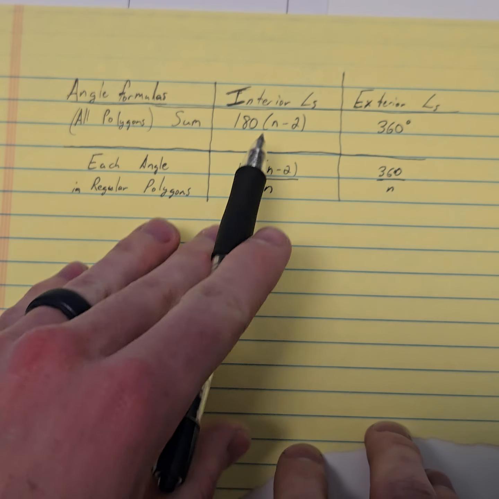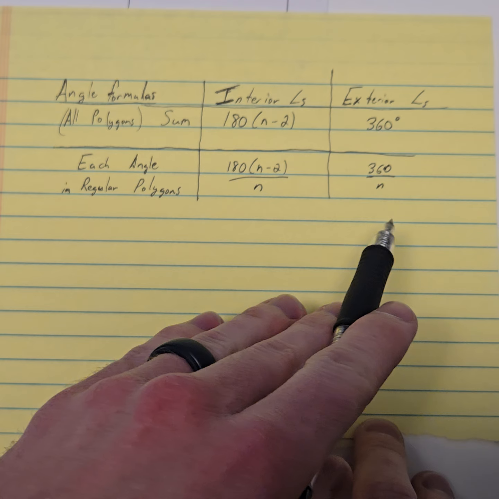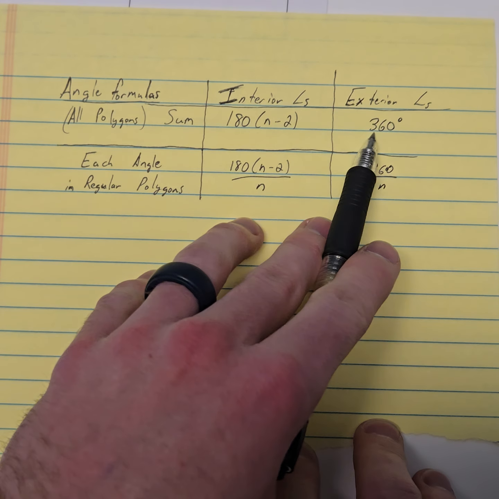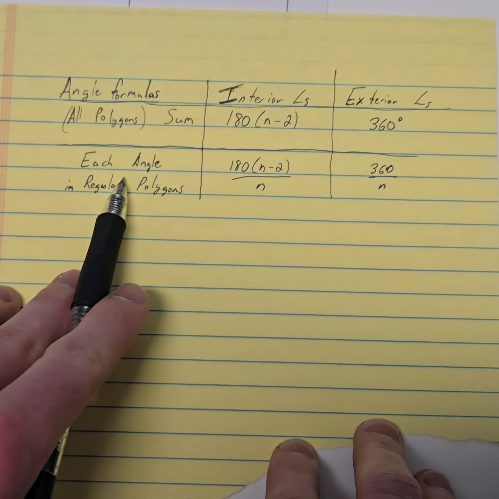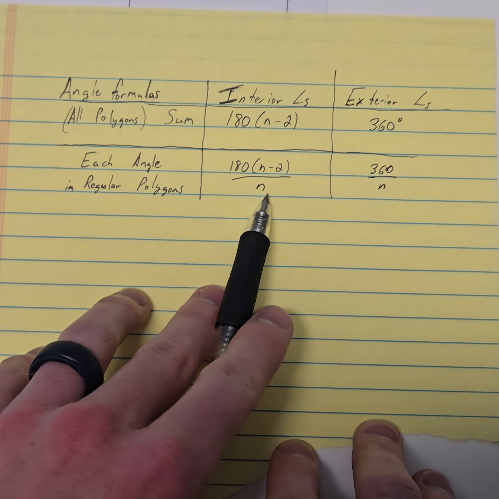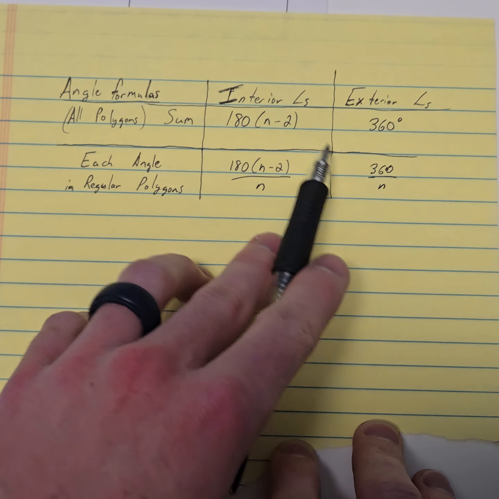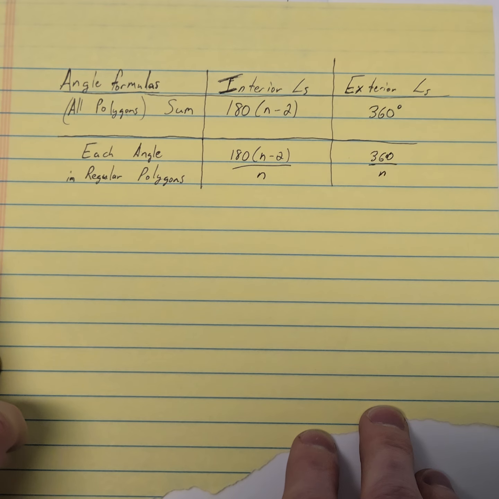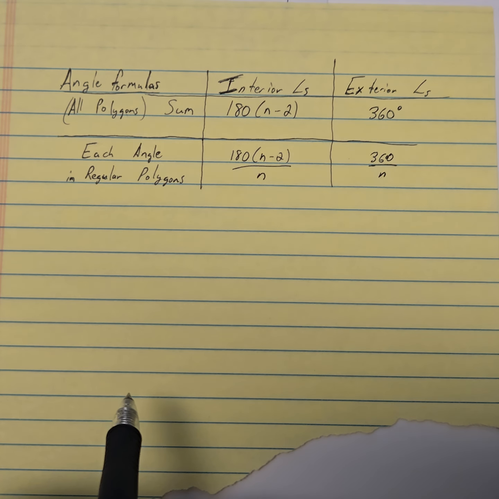So here's the interior angle formulas, exterior angle formulas. Here's the sum of your interior angles, sum of your exterior angles. And then here's each angle in regular polygons. Again, this only works for regular polygons. You just divide each of your formulas by the number of sides. All right, so pause it here, try out those first examples, and then we'll go over it.